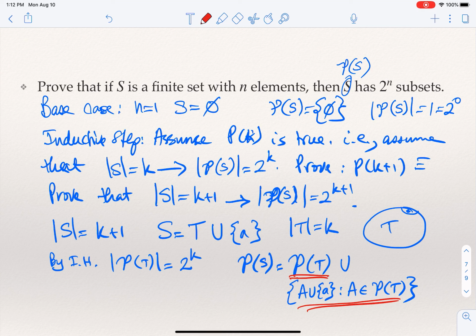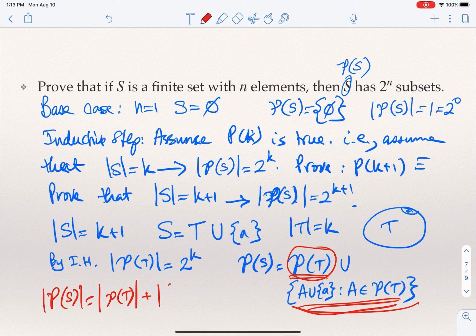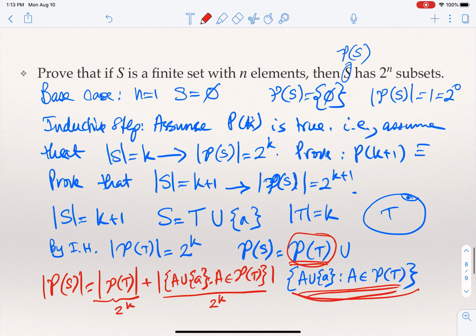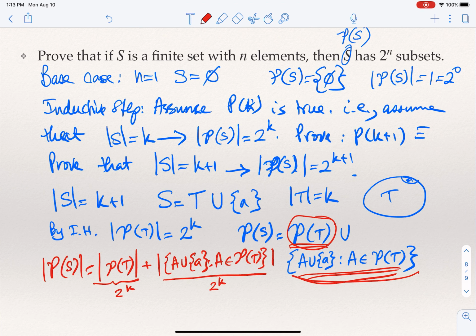So now for every subset of T, we have two versions of it. That subset and that subset with the element A added to it. So now these two sets are disjoint. So the cardinality of P of S is the cardinality of P of T plus the cardinality of X union A for every X. This one by the inductive hypothesis is 2 to the k. This one here is also by the inductive hypothesis 2 to the k, because every subset in P of T, we are adding one element to it. So we are not increasing the number of subsets in P of T. So here what we have is that the cardinality of the power set of S is 2 to the k plus 2 to the k, which is 2 times 2 to the k, which is 2 to the k plus 1.